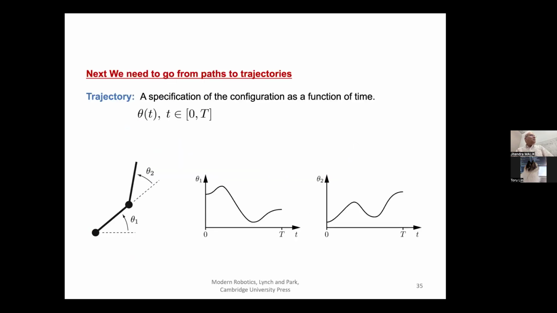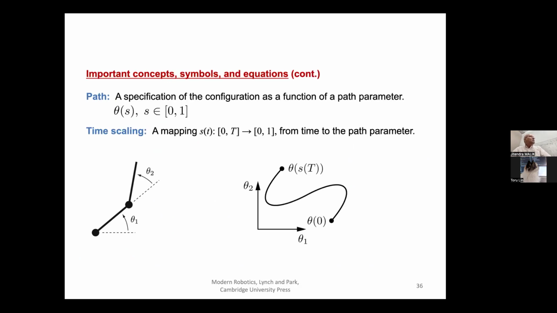So let me do 5 minutes on this other classical problem, which is going from paths to trajectories. This is mostly about understanding the terminology. So what's the difference between a path and a trajectory? Okay, I'll do it by writing. So what is a path?